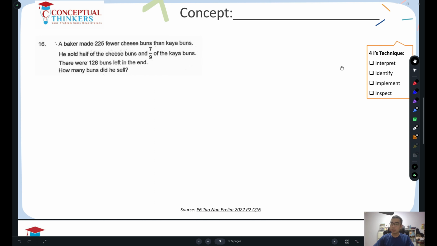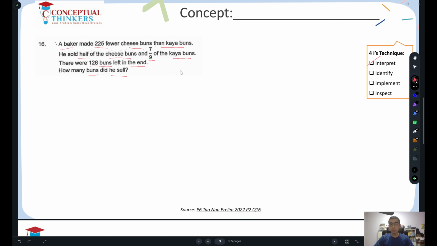So first, let us interpret the question. A baker made 225 fewer cheese buns than kaya buns. Now he sold half of the cheese buns and 7/9 of the kaya buns. There were 128 buns left in the end. So how many buns did he sell?